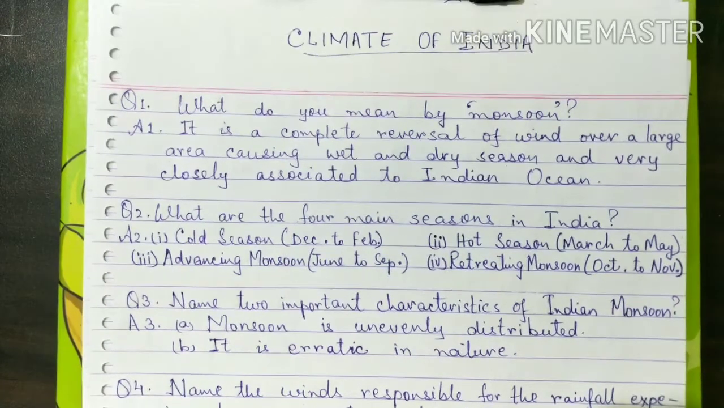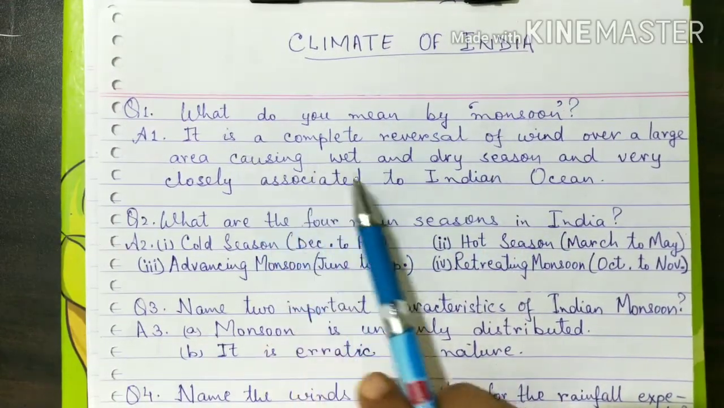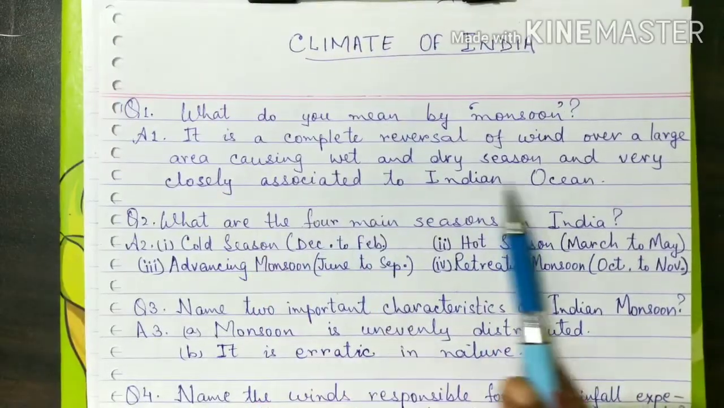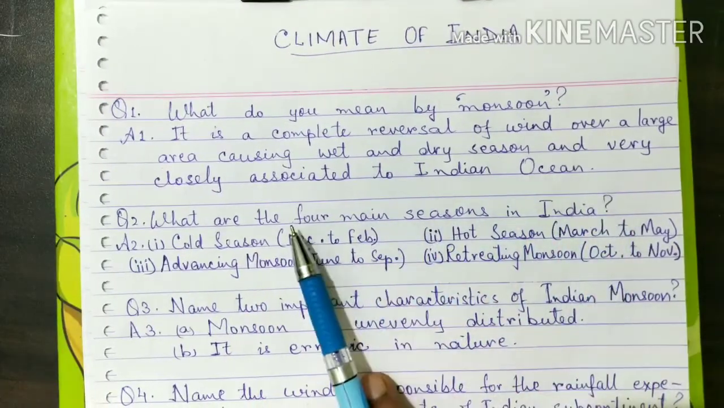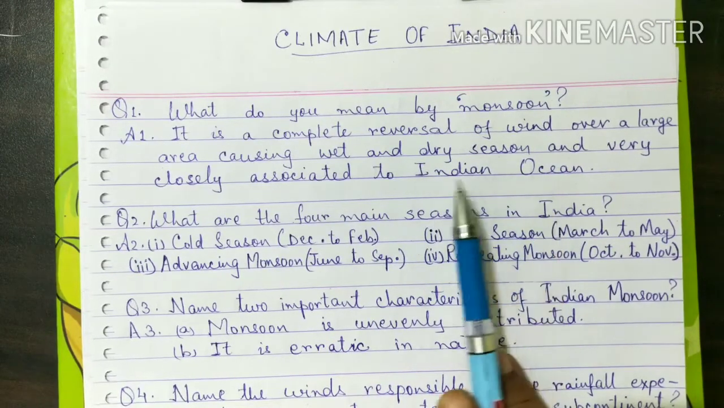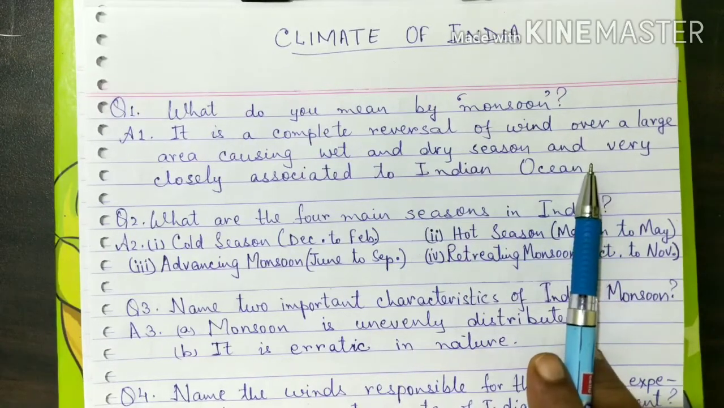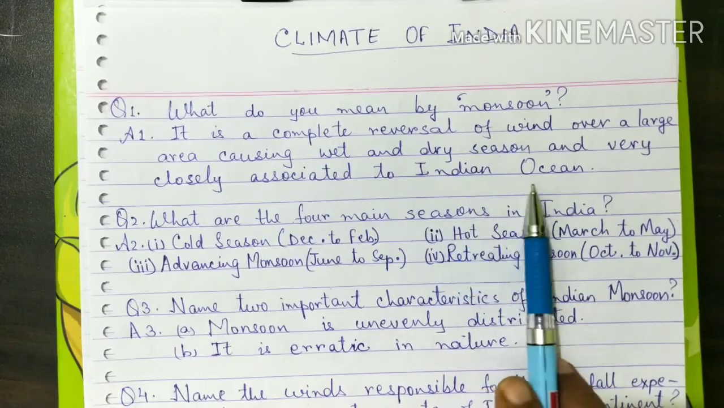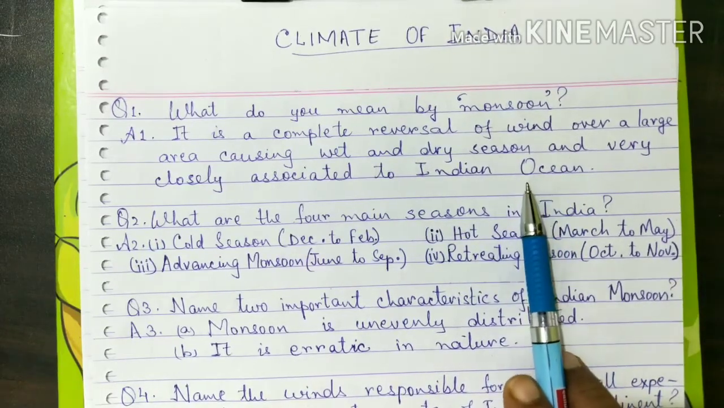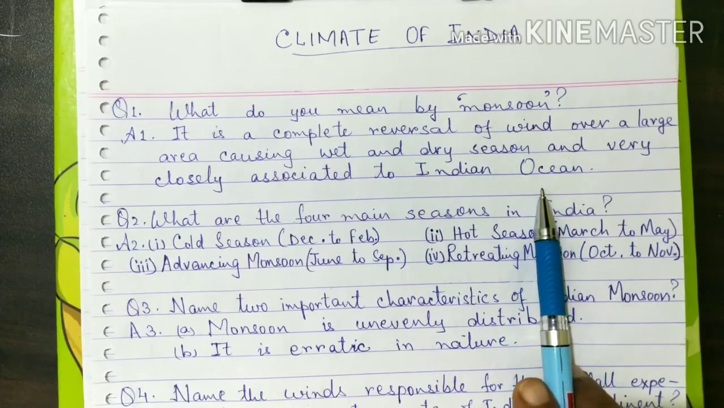The first question, what do you mean by monsoon? Monsoon is a complete reversal of wind over a large area causing wet and dry seasons, and it is very closely associated to the Indian Ocean, because monsoon originates in the Indian Ocean, so we say it is closely associated to the Indian Ocean.